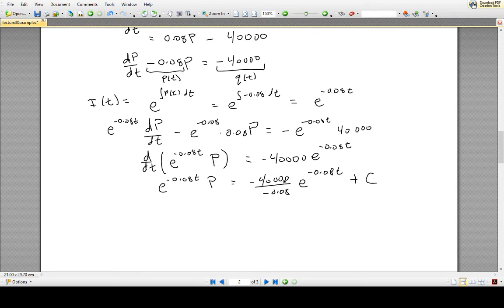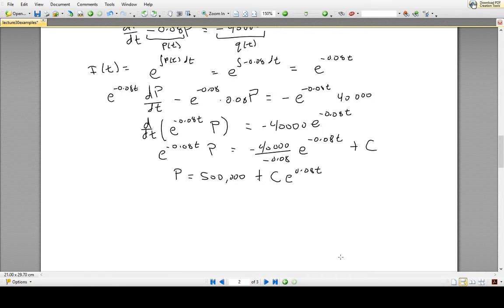Negative 40,000 divided by negative 0.08 is actually 500,000. So if I divide both sides by e to the negative 0.08t, I can isolate P. Capital P is equal to 500,000 plus this constant C times e to the 0.08t.